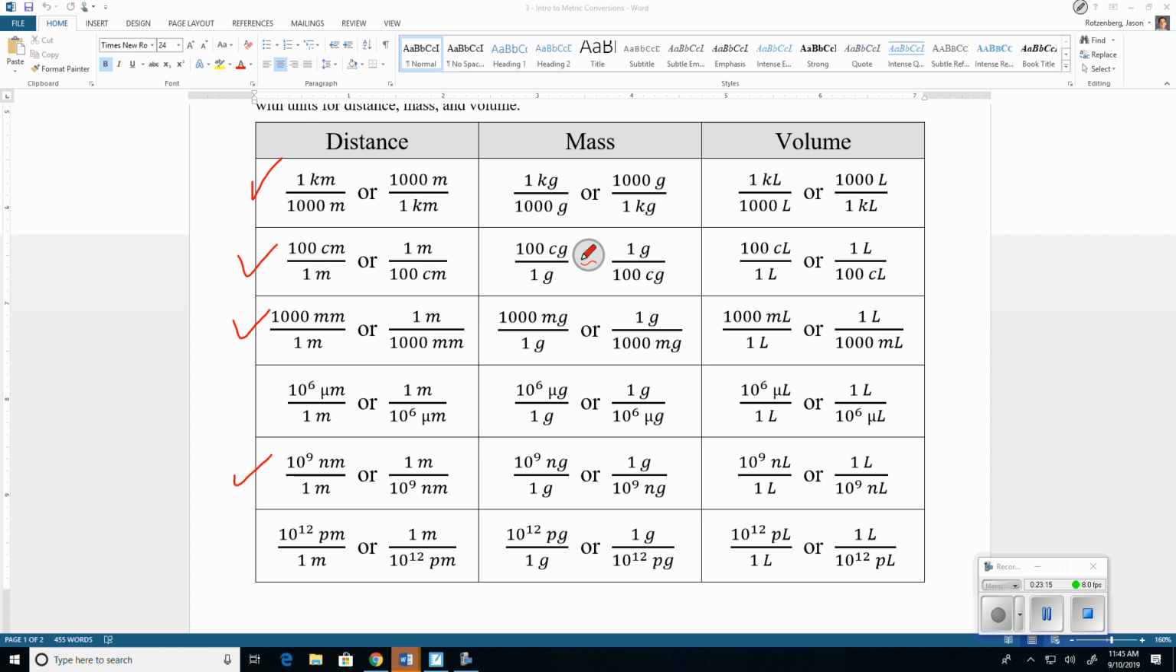Good news for you. Mass, you should know kilogram to gram. And you should know milligram to gram. Otherwise, those prefixes typically aren't used. A picogram, boy, that'd be a ridiculously small mass of something.